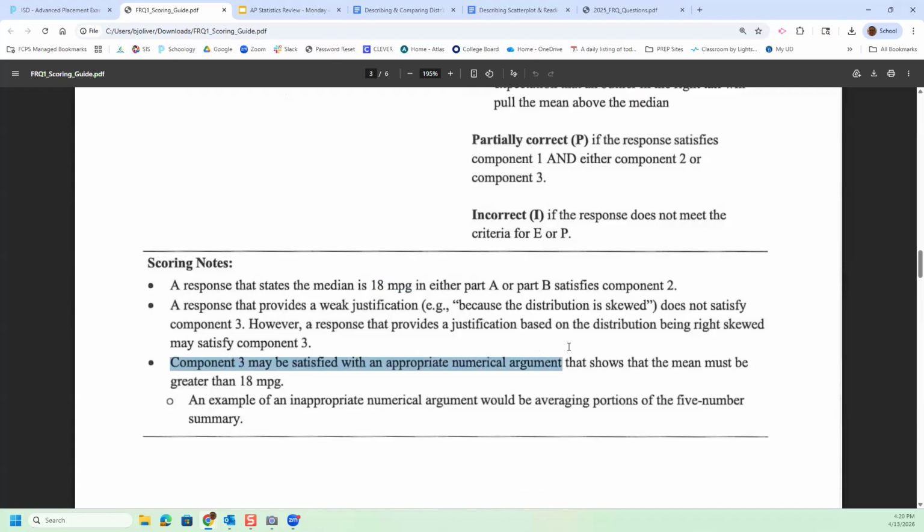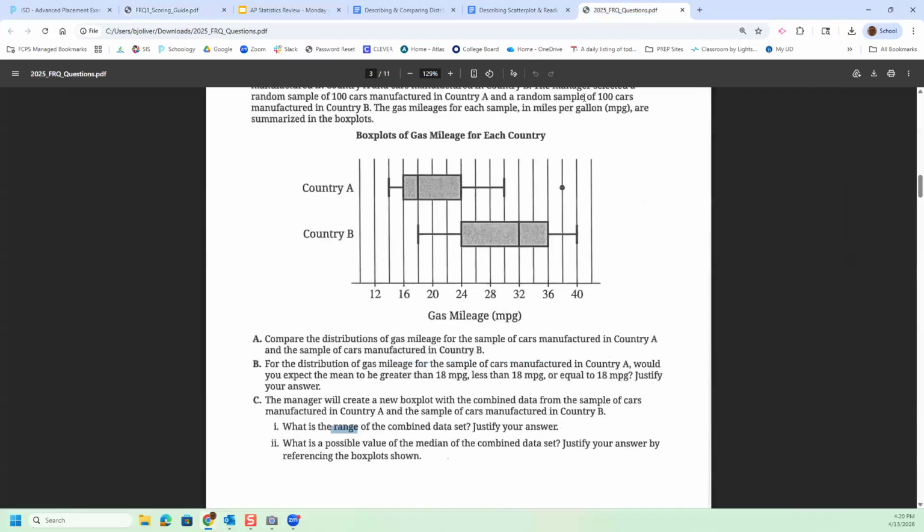If you gave a correct numerical justification, and I had a friend who actually graded this question, just so you know what the person did, and I wish I was kidding, they literally came up with 100 values that would make this box plot. They wrote down 100 values that would make up that box plot, and they averaged all 100 of them together, and they got a number bigger than 18. Someone actually did it. I would not encourage you to do that. That's a whole lot of wasted time and effort.